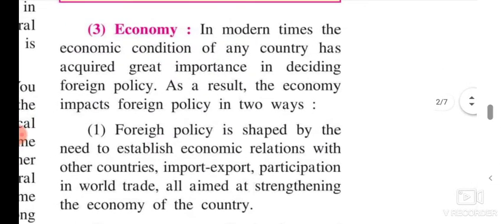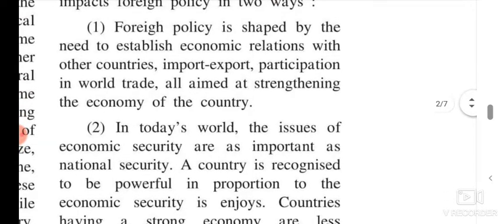Third important rule, economy. In modern times, the economic conditions of any country has acquired great importance in deciding foreign policy. As a result, the economy impacts foreign policy in two ways. First, foreign policy is shaped by the need to establish economic relationships with the other countries, import export, participation in world trade, all aimed at strengthening the economy of the country.